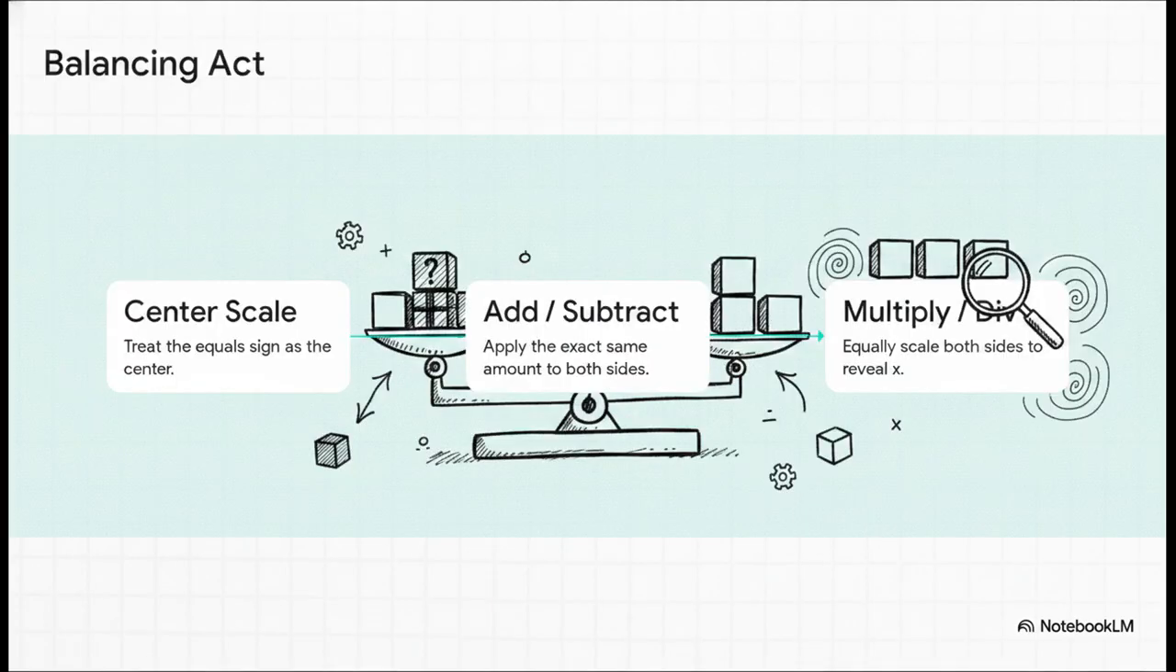This brings us to the absolutely crucial golden rule of linear equations. Whatever you do to the left side, you must do to the right side to keep the scale balanced. If you take 2 blocks off the left side to get that mystery box all by itself, you have to take 2 blocks off the right side too. In math terms, you're applying the inverse operation equally to both sides of the equal sign. This is the absolute bedrock of algebra.